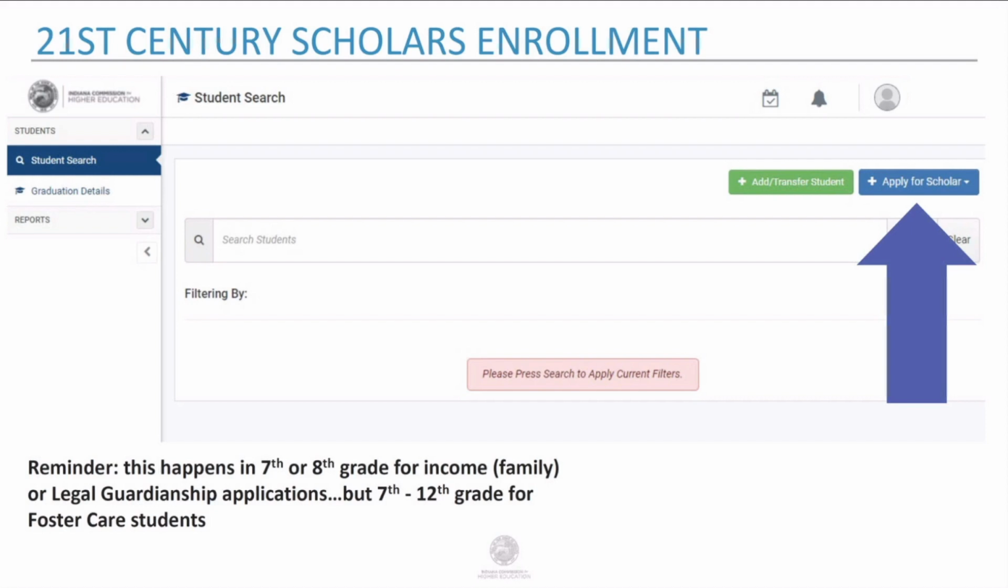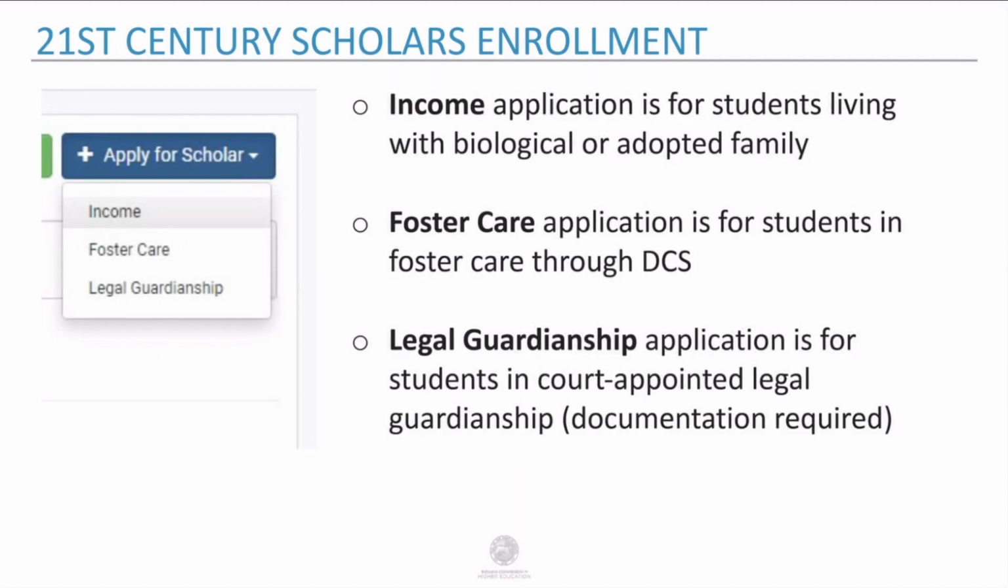So to enroll them, you'll click the blue Apply for Scholar button, and then you'll choose the application type. So for our purposes, we have income application. That is for students living with their biological or an adopted family. Foster care is again for students in foster care through DCS. And then legal guardianship application is for students in court-appointed legal guardianship, and documentation is required to submit with the application.